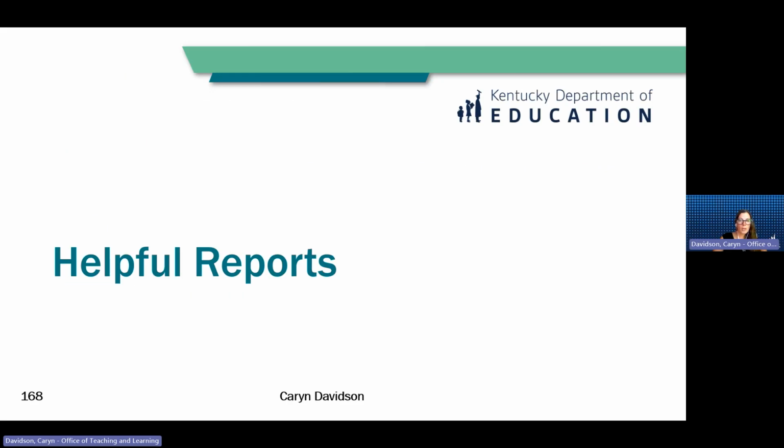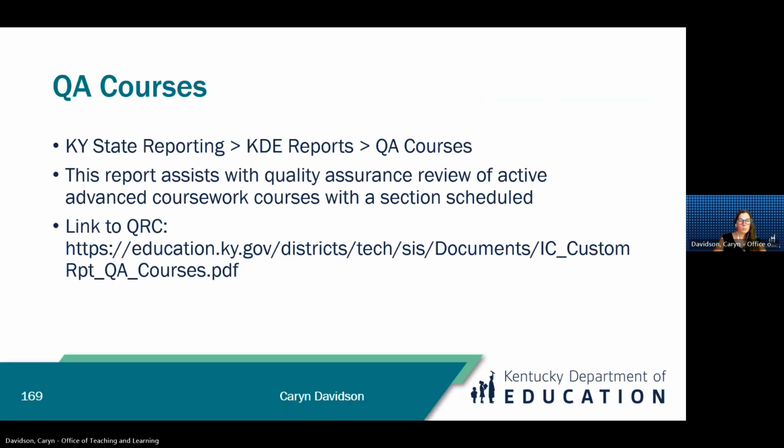I'm going to go over right now a few helpful reports that we have available in campus. We have the QA courses report. This one has several options that you can run. You can run a report for all courses or just courses with setup concerns. You can also run the report just for dual credit courses or just for AP, IB, and CAI courses.